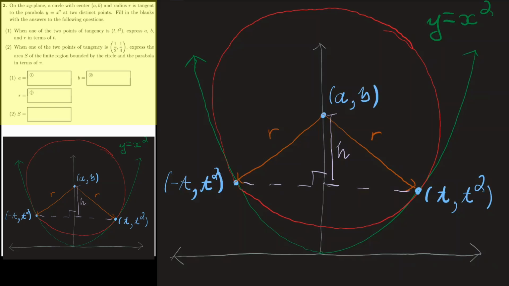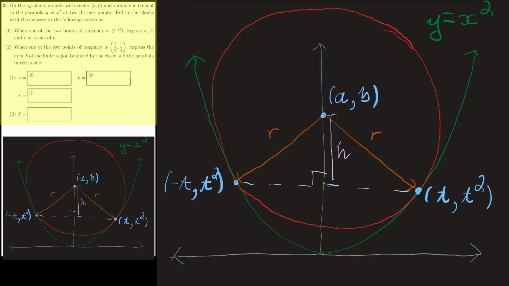Hopefully it just makes sense to you like it did to me, that the circle should be right in the center in order to be tangent to the parabola at 2 distinct points. Because of that, the other point where they touch must be negative t comma t squared. Also, because the circle is centered, we know right away that the value of a must be 0, since the center of the circle is on the y-axis. So that's already one part of the question: a equals 0.